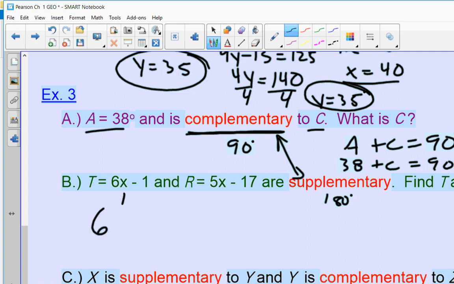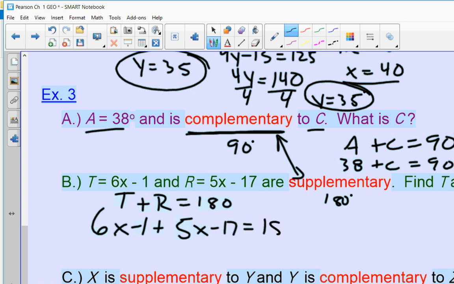So the rule was I could take, and let me write this out, T and R. If they're supplementary, I can add them together to get 180, okay? So T is really 6x minus 1. R is really 5x minus 17. But together, they equaled 180 degrees, okay? So that's how I want to set these up. And I'll kind of let you do the math on that one. So if you want to hit pause and solve it for x, but then they want you to find T and R, so you got to go plug it back in. If you want to hit pause and do the math, you can.